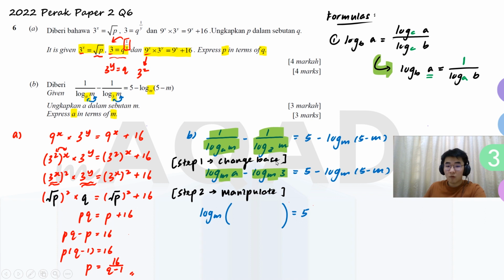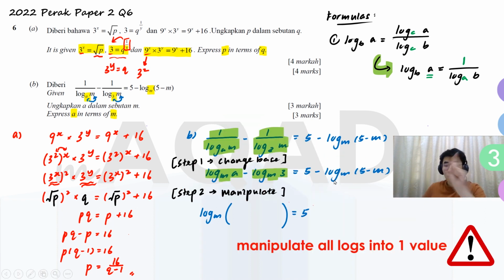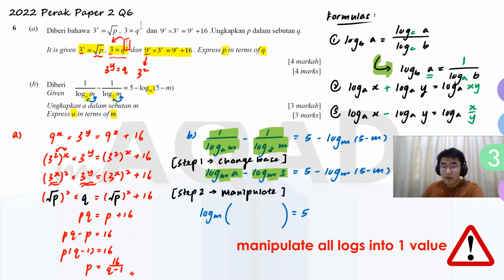And the second step is to manipulate. So we need to manipulate all these logarithm values to become one single value. So we can use these two logarithm formulas. If we add two logarithm values, we can multiply the values inside the log. If we minus, we can divide. So going back to the question, this one, since it's positive, we can put it upwards. This one, since it's negative, we need to divide by 3. And for this one, since we are moving it to the left side, it becomes positive, meaning we need to multiply.